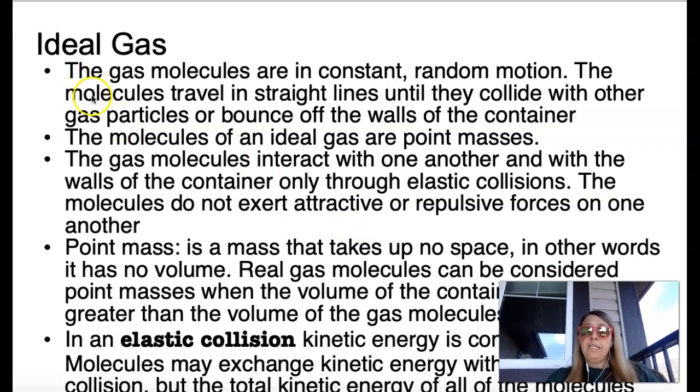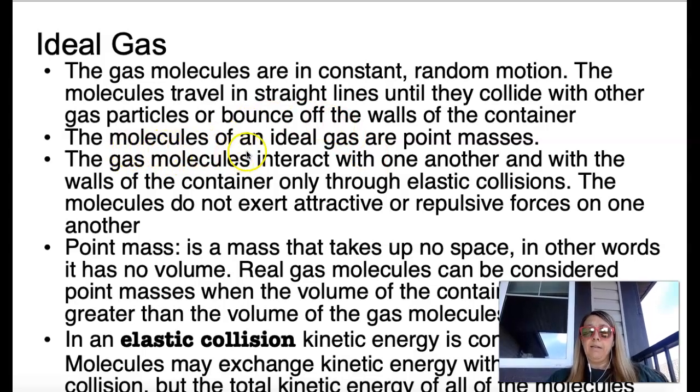So in an ideal gas, your gas molecules are in constant random motion. They move in straight lines until they collide with something else. That something else can either be another molecule, at which point, kind of like pool balls on a table, when they collide with each other, they both bounce off in opposite directions. Or it could be that they hit the walls of the container. So they're going to move in straight lines, they hit something, they bounce, and they go in another straight line. They hit something else, and then they go somewhere else, okay? But always straight lines, and they only change directions when they collide with something.